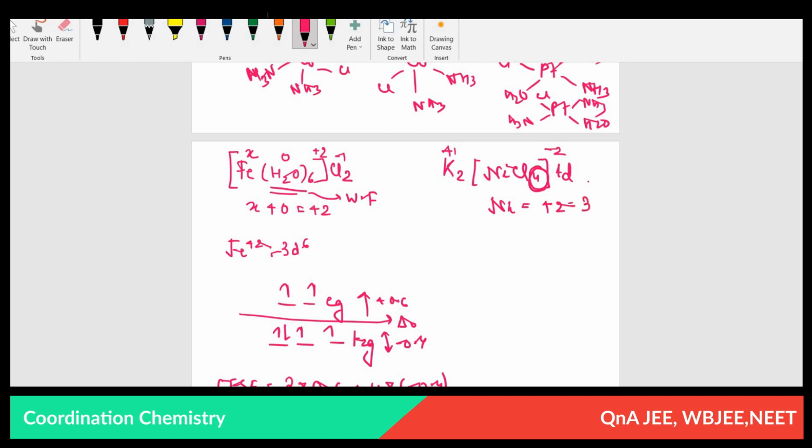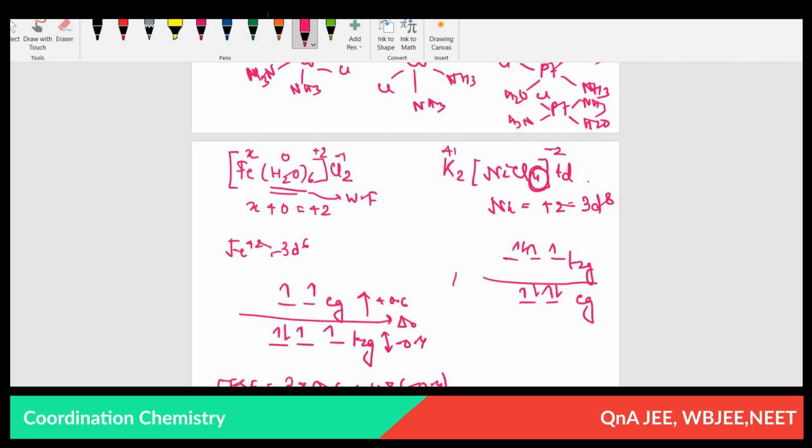Now, nickel +2 is a d8 system, and Cl being a halogen is a weak field ligand. So, since this is a tetrahedral complex, the t2g will be upwards and eg will be downwards. Now, filling it up singly first and then we'll pair it up. 4, 7 and 8, right?